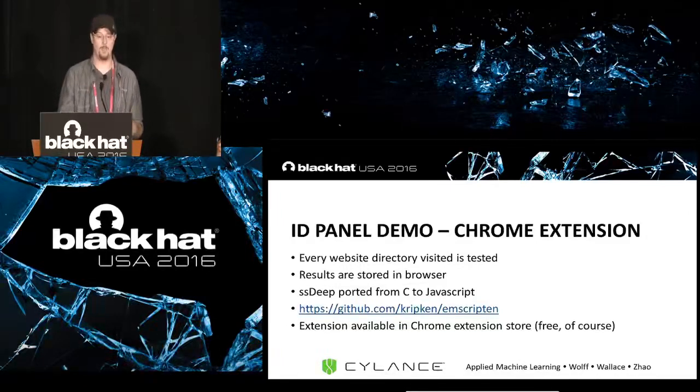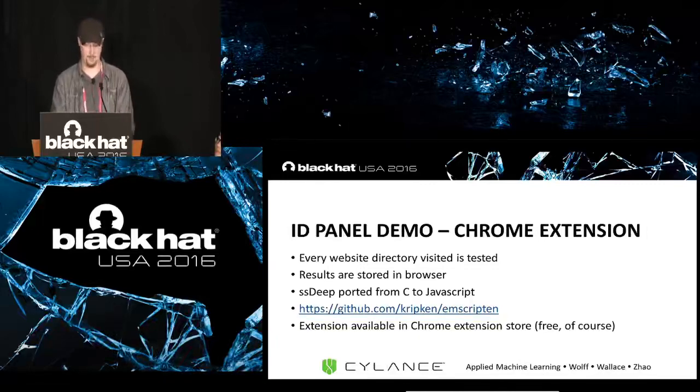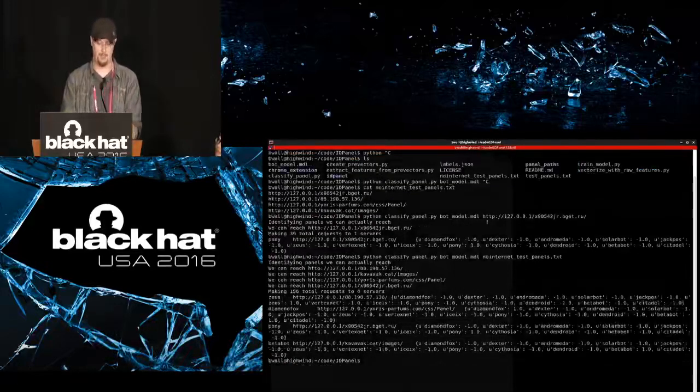Every website that you go to, it's going to check these 39 requests and do identification based on that. And in order to get it deep into the browser, we had to actually convert it from C to JavaScript, which would have been a nightmare by hand. So we used a tool called Emscripten, which converts C to LLVM and then converts that to JavaScript, and it works beautifully. And this is available in the extension store now, I believe.